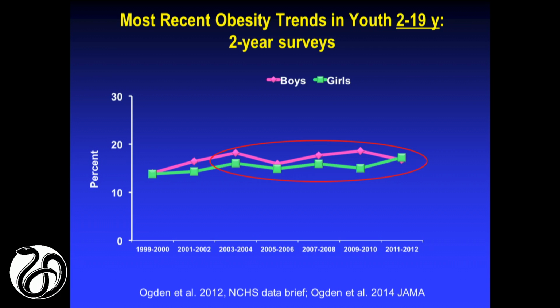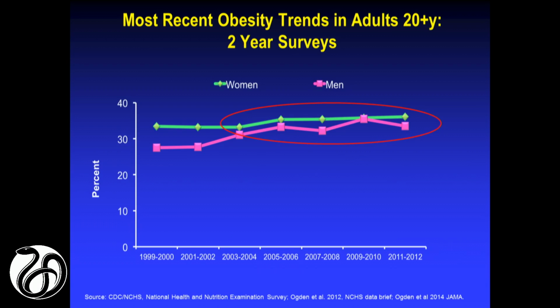And I mentioned earlier, these NHANES surveys are now done every 2 years, or I should say the data are collected over a 2-year period. And in both boys and girls, we're seeing a plateau in the prevalence of childhood obesity, no significant increase. And as the next slide shows, we're seeing the same thing in adults, no significant changes over the last decade.